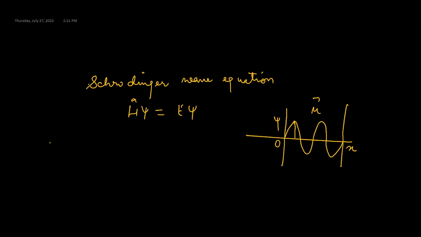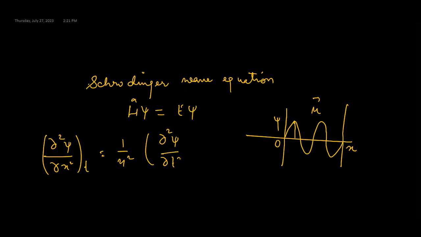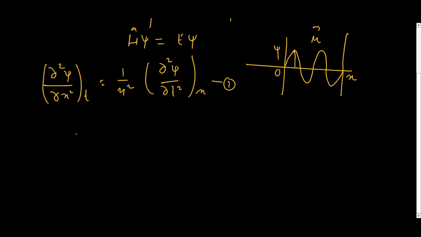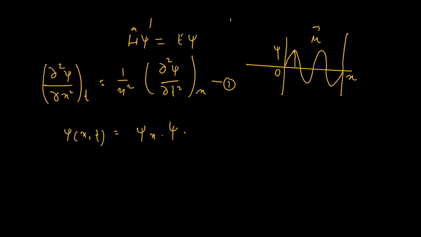Now for this wave we can write the equation as dou square xi upon dou x square at constant t is equal to 1 by u square dou square xi upon dou t square at constant x. Let us consider this as equation 1. Now in order to solve this equation we need to separate the variables. So xi of x comma t can be written as xi x into xi t.